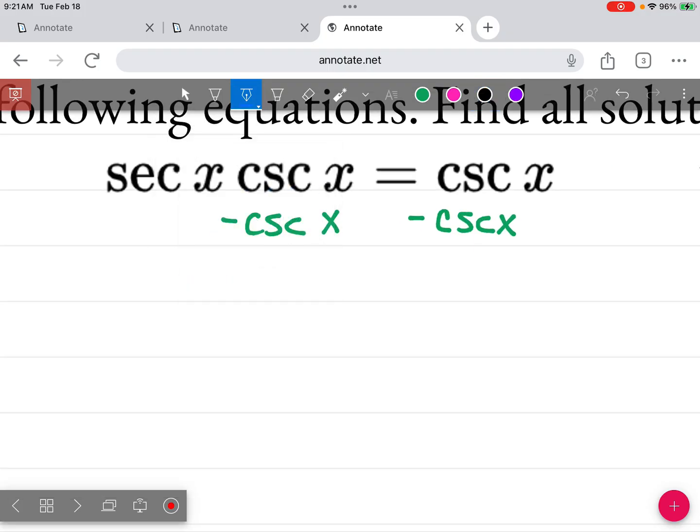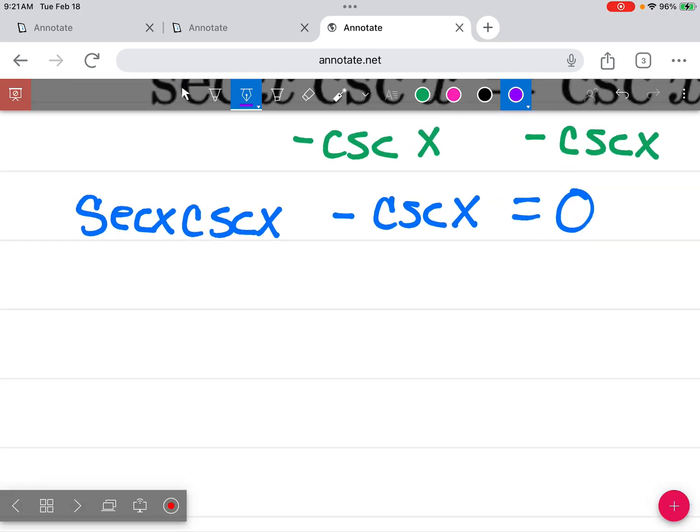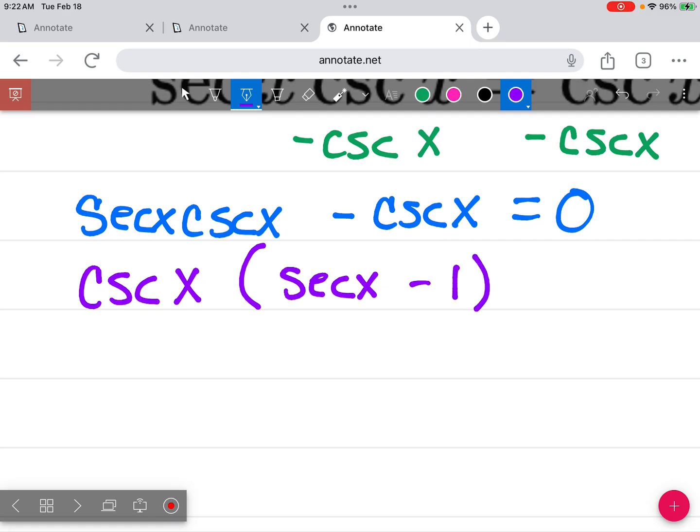So that's going to give me secant x cosecant x minus cosecant x equals 0. What do we notice on the left-hand side? I've got cosecant as a common factor between the two pieces. So let's factor out a cosecant of x. I can write this as cosecant of x times secant x minus 1.